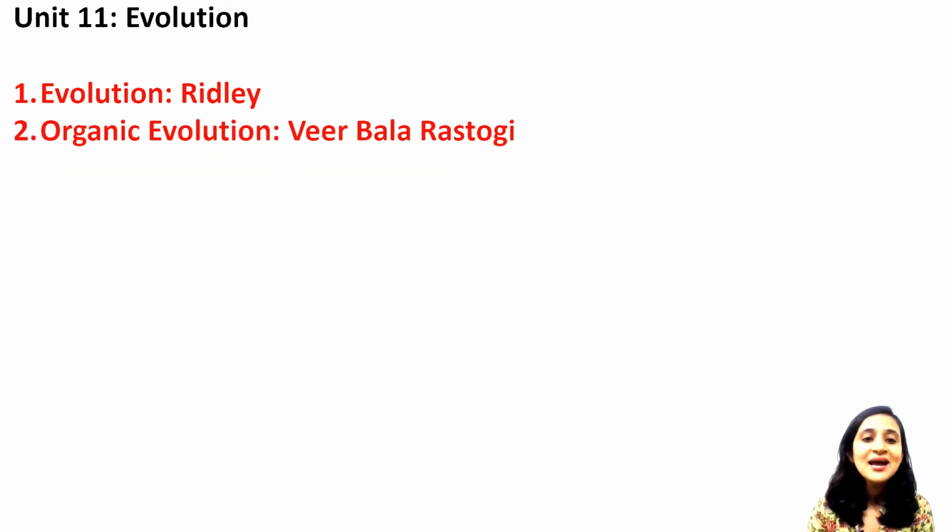Unit 11 is Evolution. Here the first book is Evolution by Ridley, and second Organic Evolution by Veer Bala Rastogi. This is one more Indian author's book. Veer Bala Rastogi is enough to clear your concept for this exam, or Ridley is a very good book for your concept.